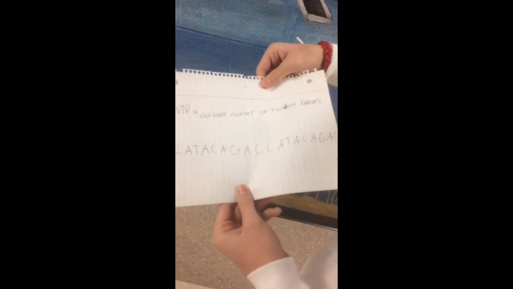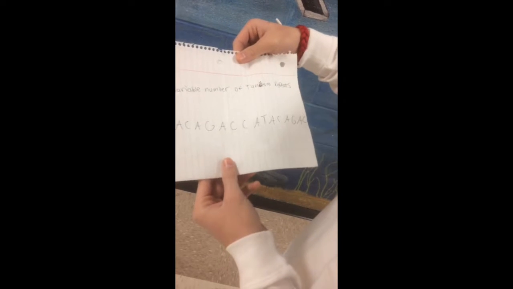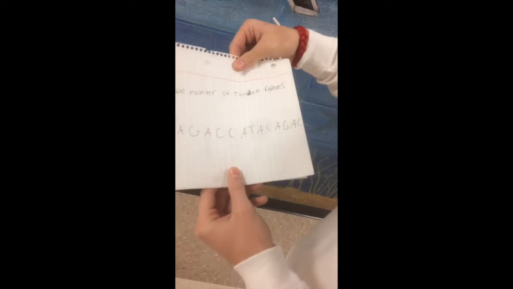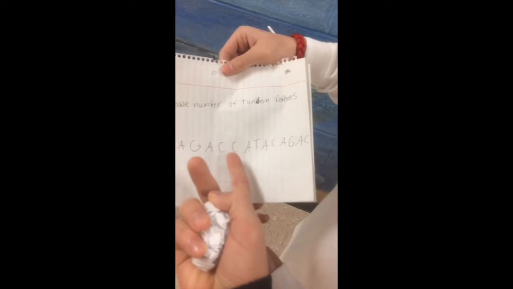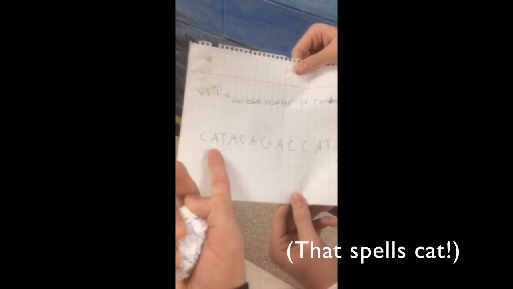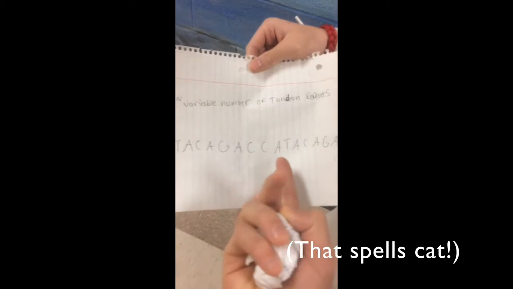Alright, VNTRs are variable number of tandem repeats. These are short sequences of DNA that are repeated multiple times. For example, CATAC, AGAC, CAT, ACAG, AC. As you can see, it is CAT, CAT, and these are repeated strands of DNA.